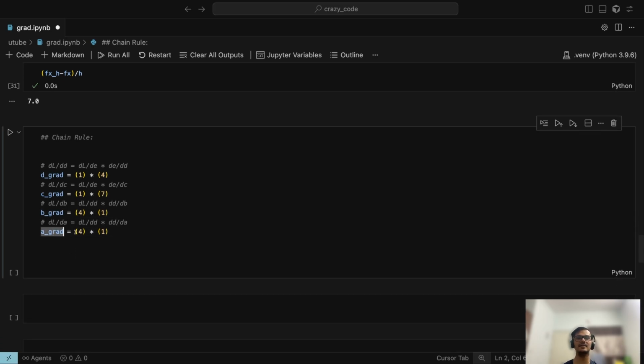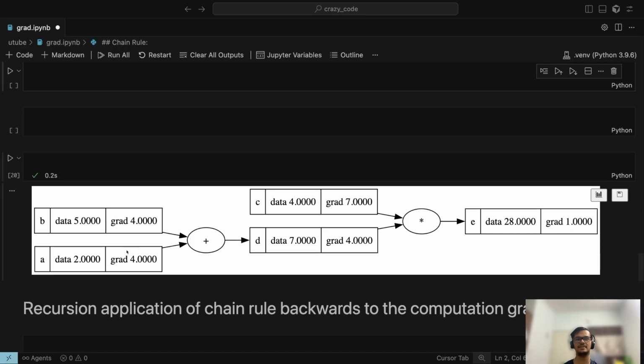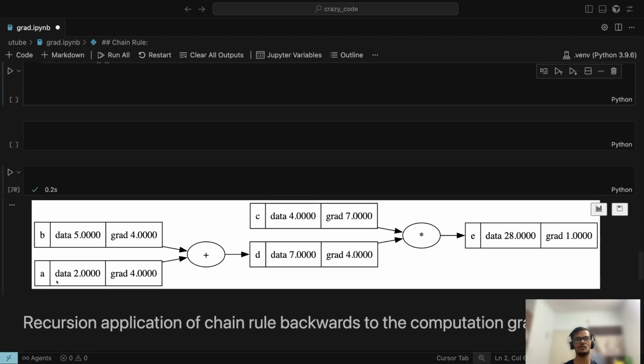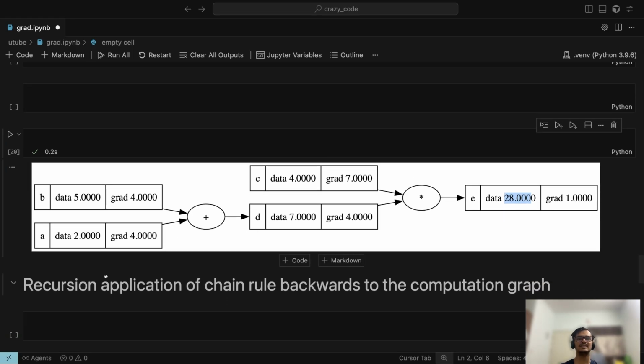And for A, similarly, it's going to be 4, the gradient of D, and the derivative of A, which is 1, right? As it's an addition operation. So this is how we got the gradient values for each of them. You can see the graph pointed here. For A and B, the gradient values are 4, 4. Here it's 7 and 4. It's the opposite values of each other. And then E, the gradient of itself is 1, because it's like direct attribution, right?